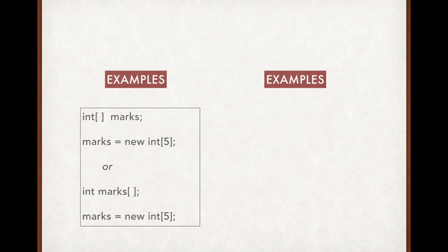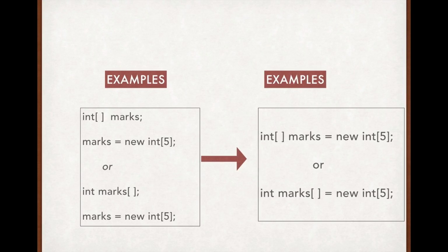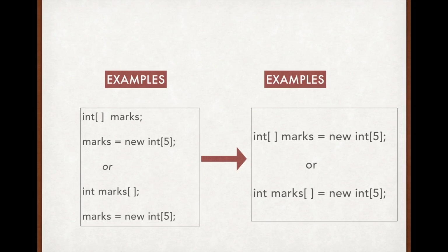And if we want, we can merge the first two lines, int marks, then marks equal new int 5, into a single line. See this example. So here the declaration as well as array creation both are happening in the same line. So whichever one you are feeling very comfortable with, you can follow that syntax.